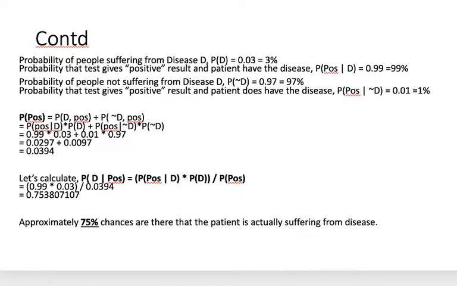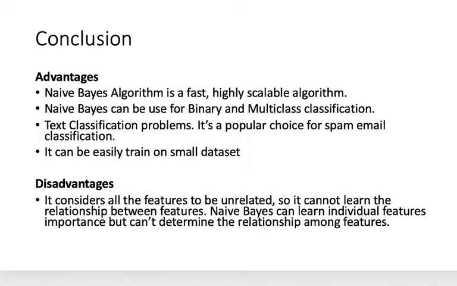So overall, the advantages: it's fast and highly scalable. It can be used for binary and multi-class classification as well. It's a popular choice for spam emails, and can be easily trained because it's based on probabilities. Most of the time the likelihood and the prior probabilities are already calculated, and all naive Bayes needs to do is plug in those values and find the maximum likelihood probability.